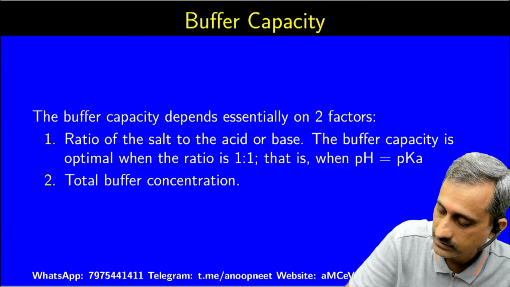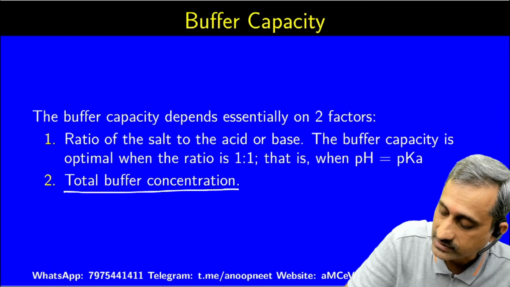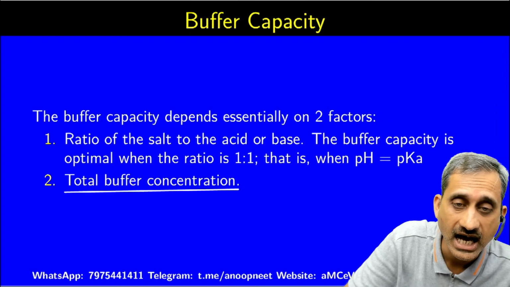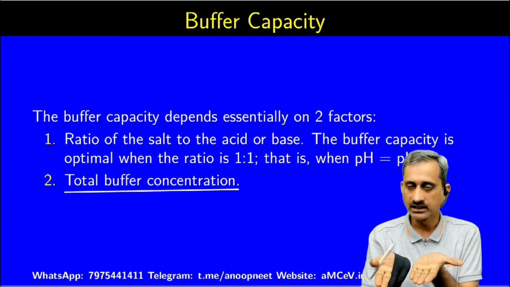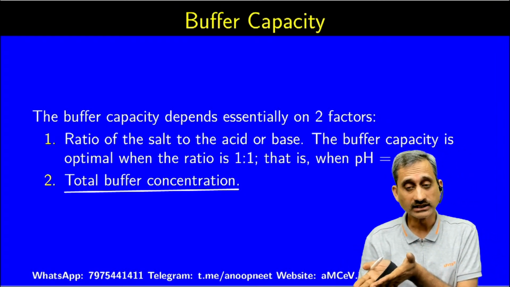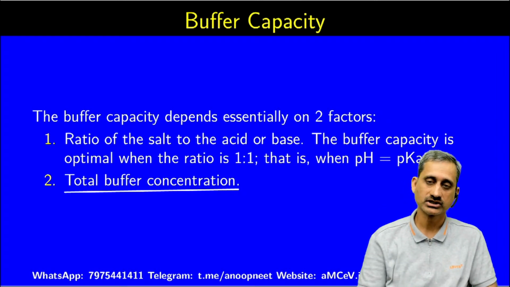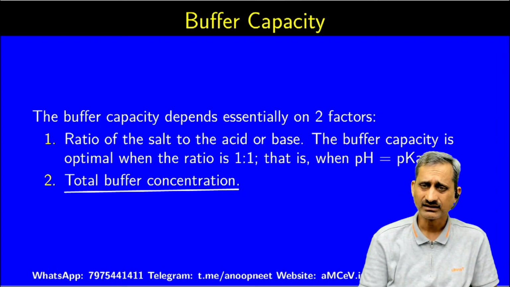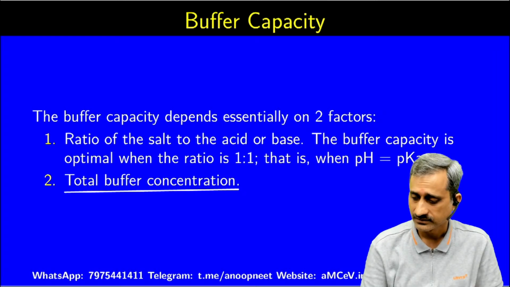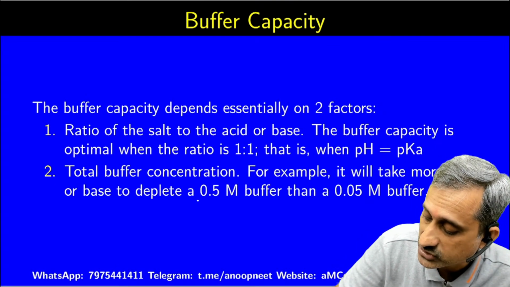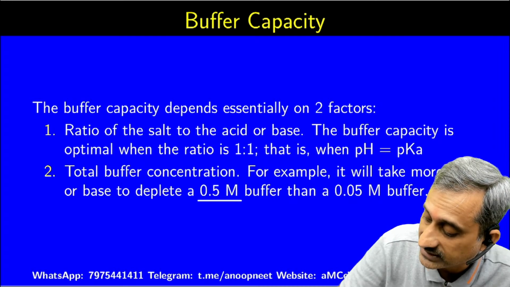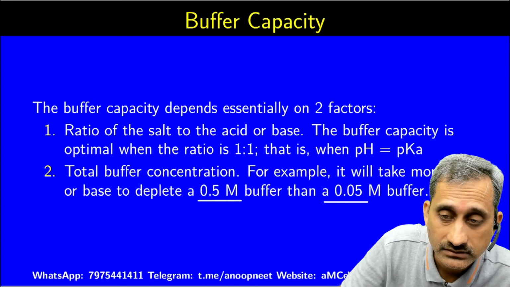Now that is total buffer concentration. How much buffer concentration we have? Clear. One thing is the ratio of the salt and the acid or the base. Another one is how much buffer concentration is there. How much quantity is there? Ultimately, mass matters. It will take more acid or base to deplete a 0.15 molar buffer than a 0.05 molar buffer. Fine.